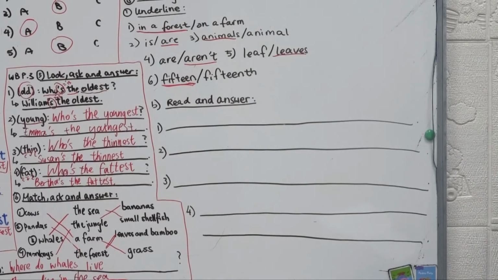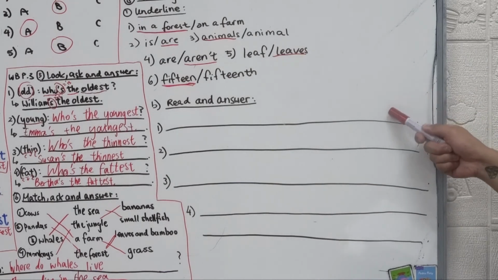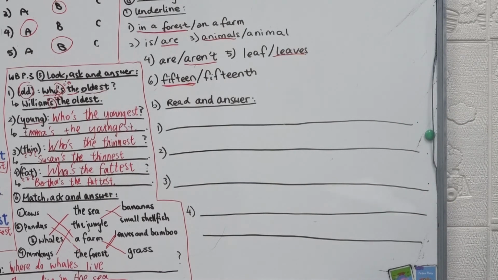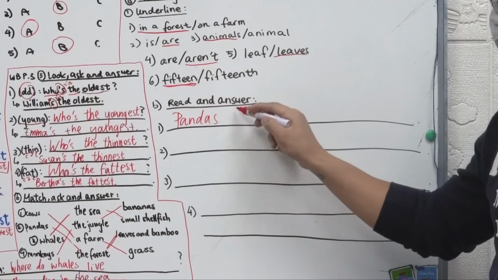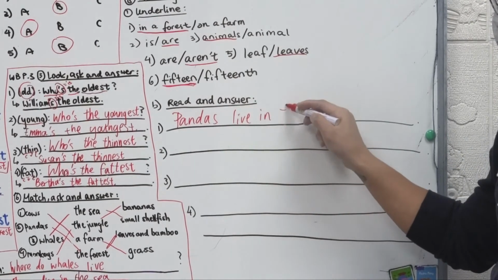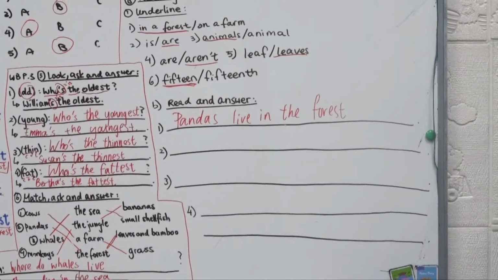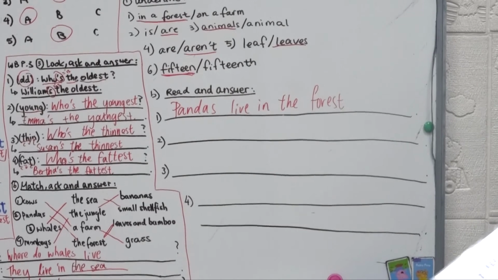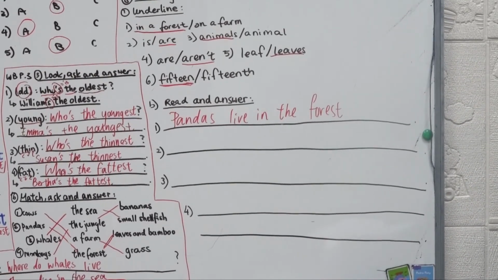15 years. Alright, so part B, okay? Read again and answer the questions, okay? So question number 1, where do pandas live? Where do pandas live? They live in the forest, right? So pandas live in the forest.